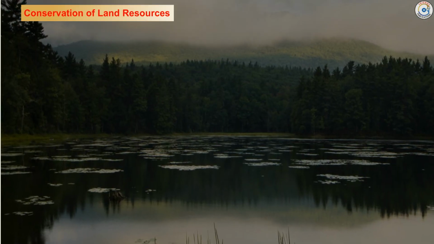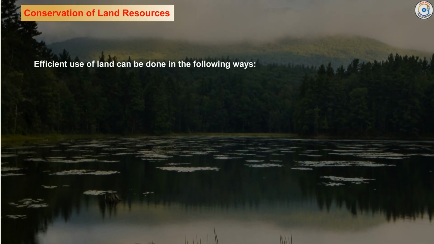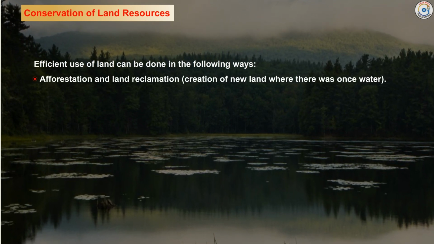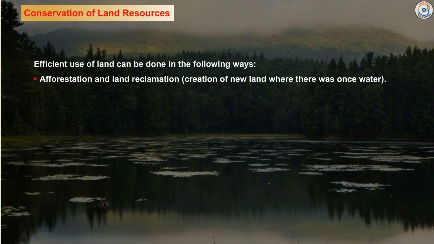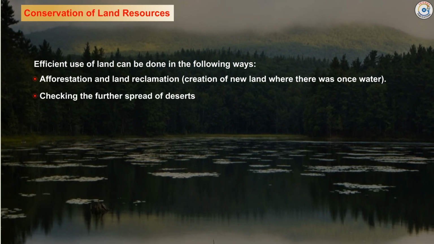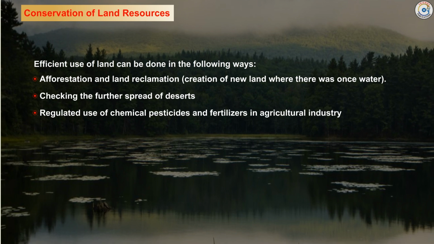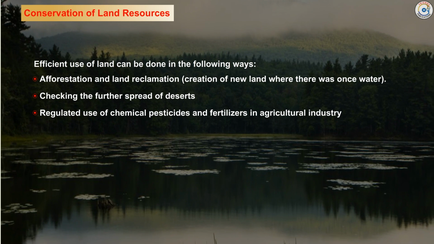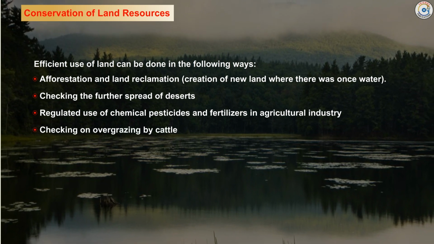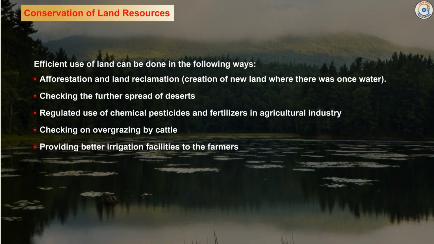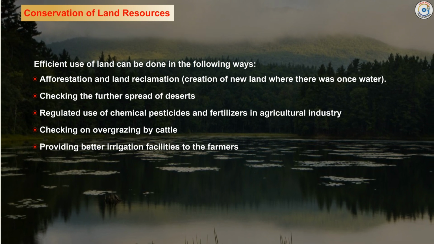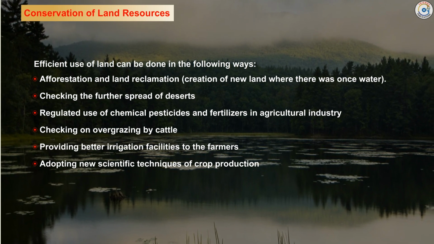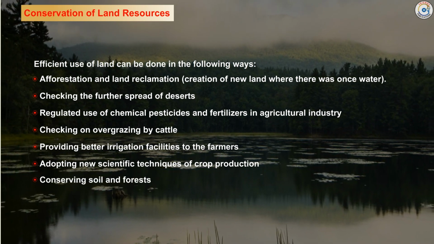Conservation of land resources. Efficient use of land can be done in the following ways: afforestation and land reclamation, creation of new land where there was once water, checking the further spread of deserts, regulated use of chemical pesticides and fertilizers in agricultural industry, checking on overgrazing by cattle, providing better irrigation facilities to the farmers, adopting new scientific techniques of crop production, conserving soil and forests.